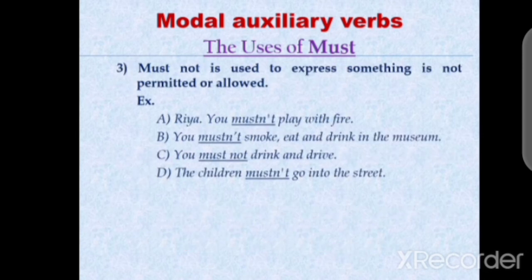Must not is used to express something is not permitted or allowed. So here you can see, Ria, you must not play with fire. Next example, you must not smoke, eat and drink in the museum. You must not drink and drive. Next example, the children must not go into the street. So all these examples are used to express something that is not permitted or allowed.